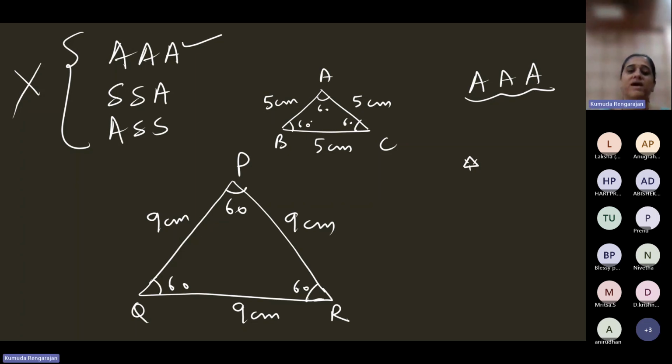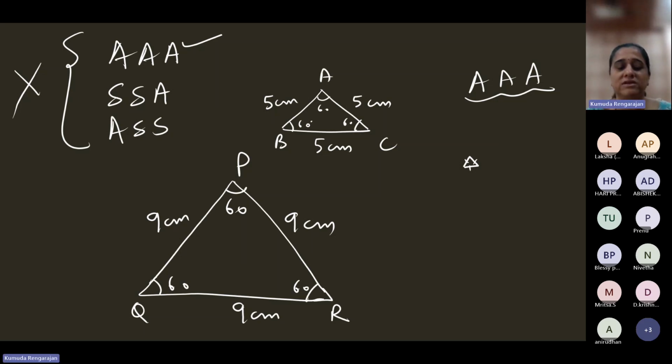If AAA is a valid congruence rule, then all equilateral triangles, whether small or big, you will say that they are congruent. And you know they cannot be because they have different sizes. Congruent triangles have the same shape and the same size. Shape they'll have because both are triangles. They have 3 sides, they're closed. So congruent triangles should have the same size.